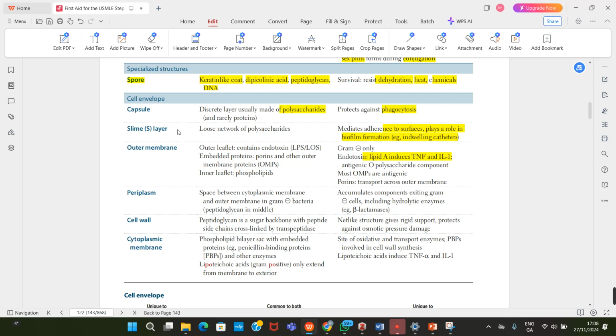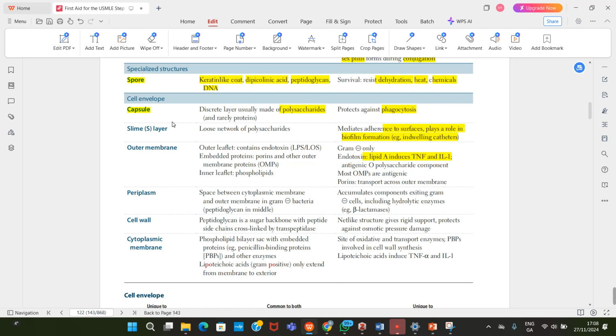Then moving down to the cell envelope. Now, before I start, I must first emphasize that there is a part of the cell envelope that is a capsule. And you cannot go for your exam and you want to blast the microbiology aspect and you don't know anything about the capsule, because you are going to see the capsule in so many places.